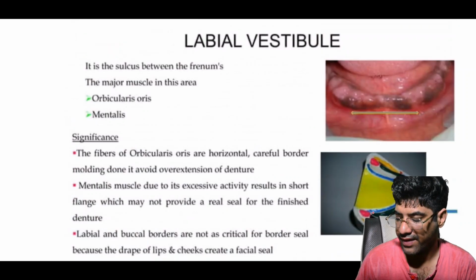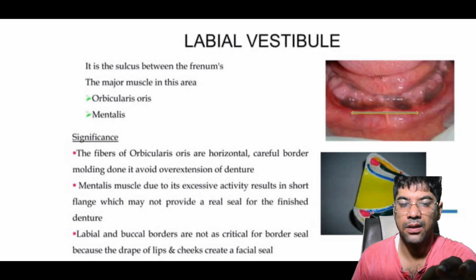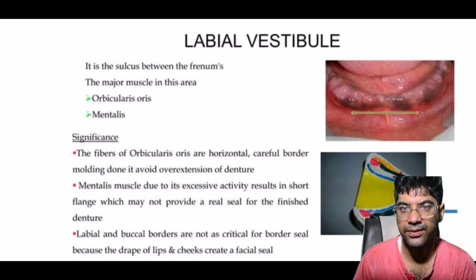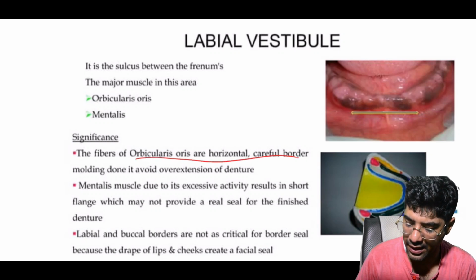Now let us discuss the labial frenum. Labial frenum is a fibrous band that is located in the midline of the mandibular arch, similar to the maxillary labial frenum, but it is more active. So it is influenced by the orbicularis oris muscle and is quite sensitive. So when the mouth is opened wide, this frenum causes the sulcus to narrow. So relief should be provided in the anterior labial region of the denture to accommodate this dynamic structure and prevent the discomfort. The fibers of orbicularis are horizontal.